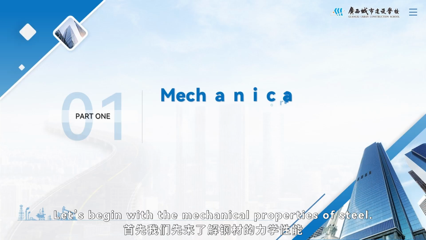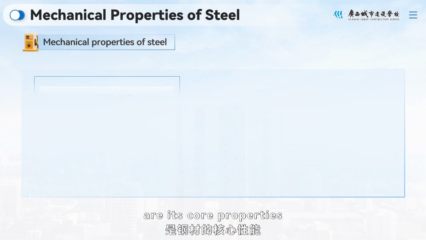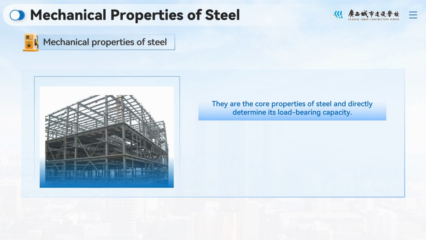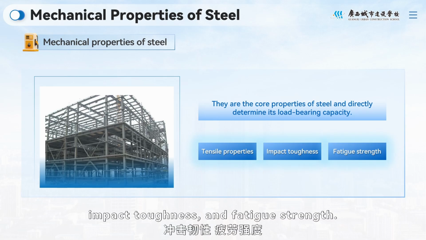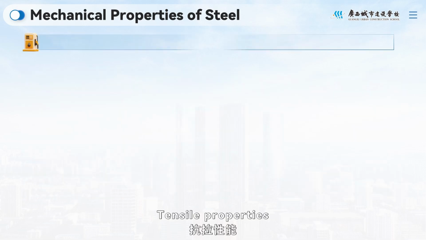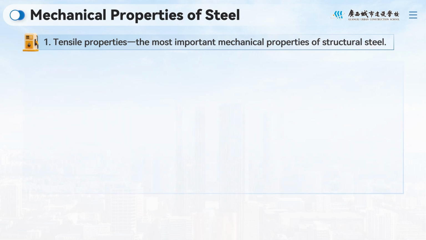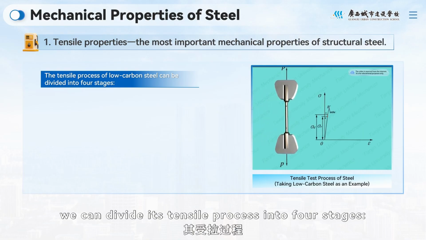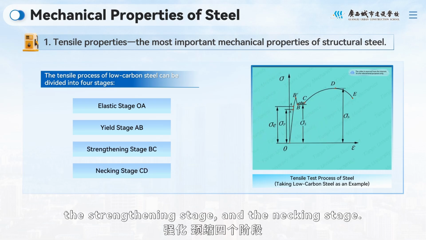Let's begin with the mechanical properties of steel. The mechanical properties of steel are its core properties and directly determine its load-bearing capacity. They mainly include tensile properties, impact toughness, and fatigue strength. Tensile properties are the most important mechanical properties of structural steel. Taking low-carbon steel as an example, we can divide its tensile process into four stages: the elastic stage, the yield stage, the strengthening stage, and the necking stage.